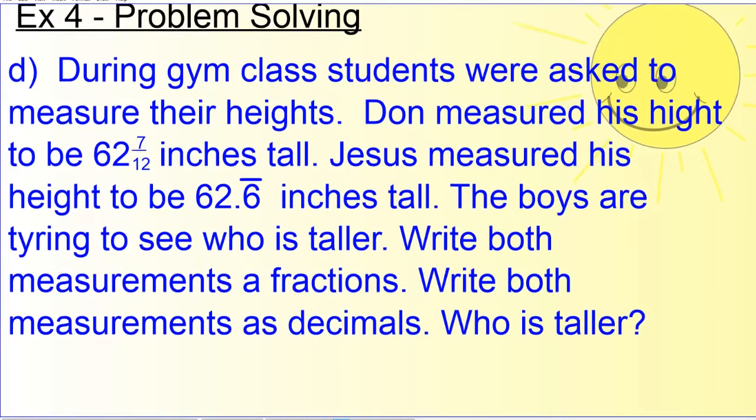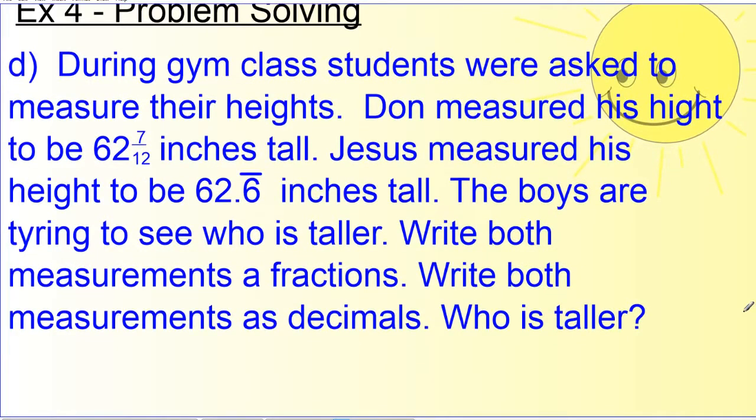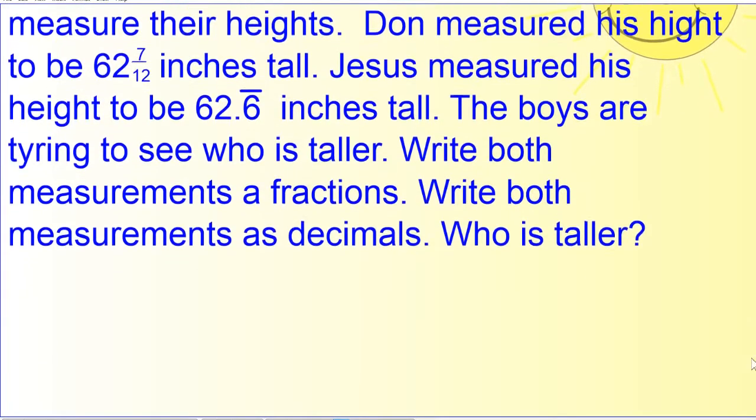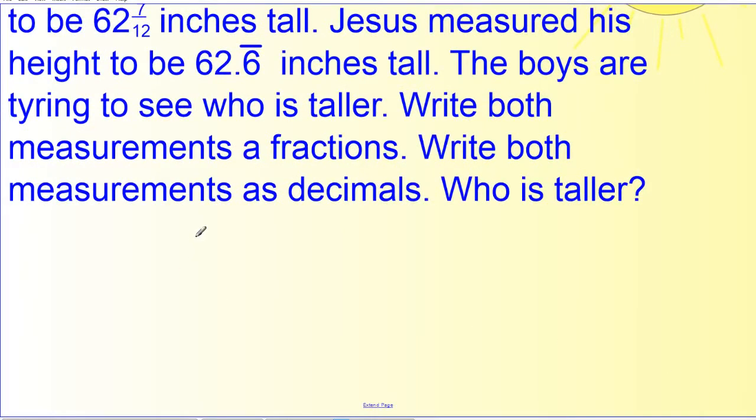Letter D. During gym class, students were asked to measure their heights. Don measured his height to be 62 and 7/12 inches tall. Jesus measured his height to be 62.6 repeated inches tall. The boys are trying to see who is taller. Write both measurements as fractions. Write both measurements as decimals. And who is taller.